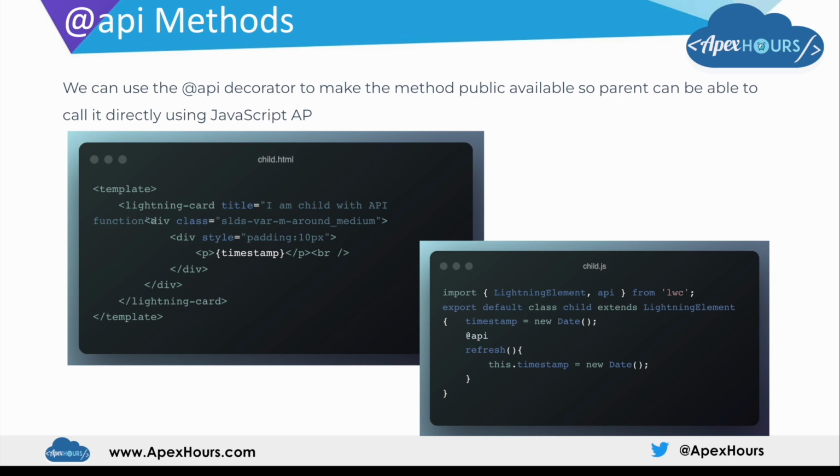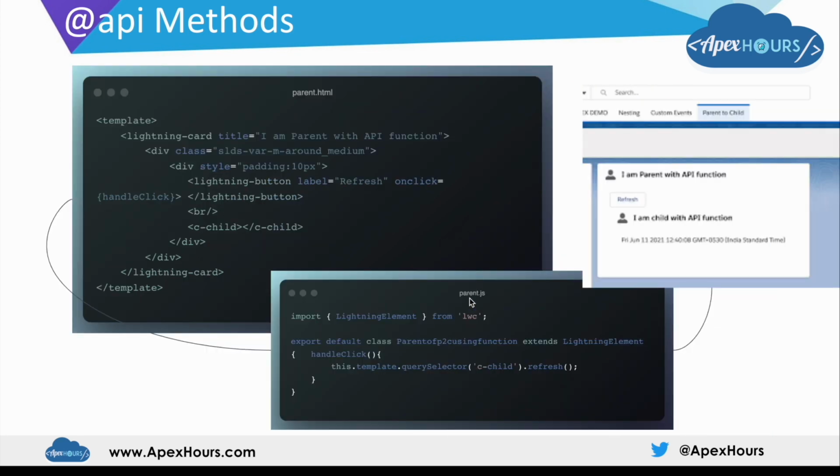for to communicate using API properties. So for function also you have to add the API decorator in your function. Before your function's name, you have to add the API decorator. And then you can use template.querySelector to call that function from your parent component. In this example, as you can see, I'm having the API decorator with my refresh function here. Okay. And I'm calling this refresh function on my parent component using this.template.